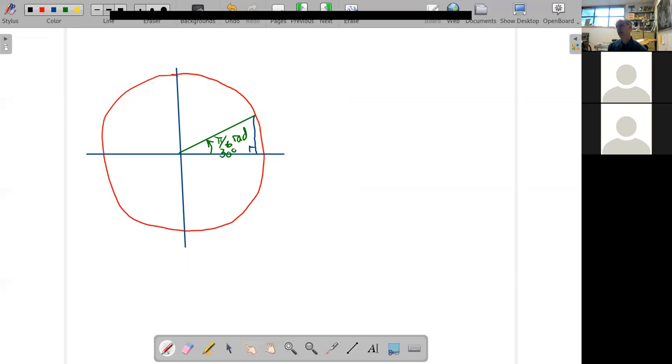Now think about triangles again. The interior angles of a triangle have to add up to 180. So I have 30 here, I have 90 there. So what is left? This angle right here would have to be 60 degrees up there.